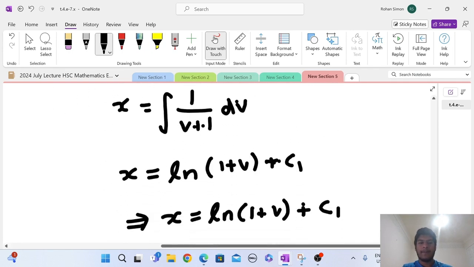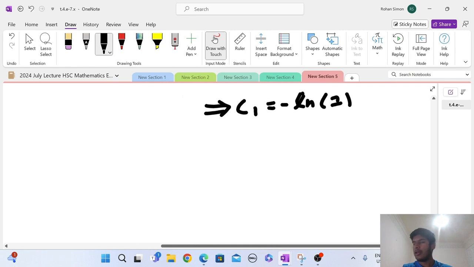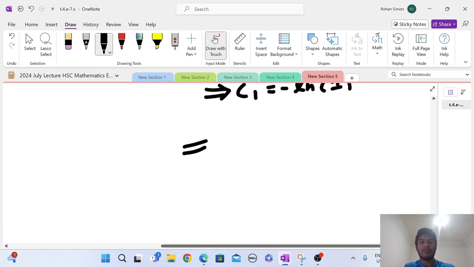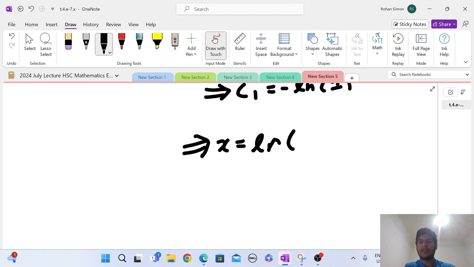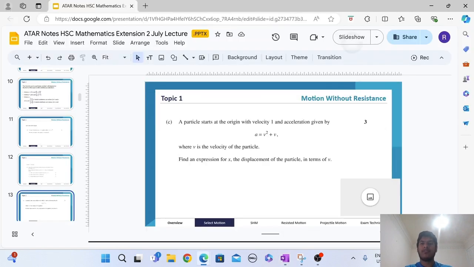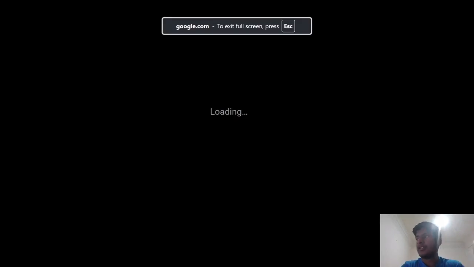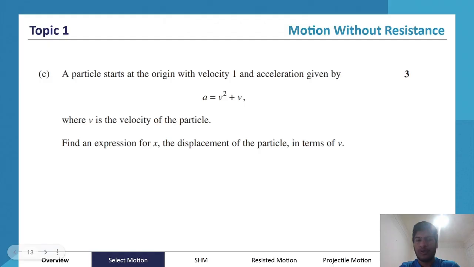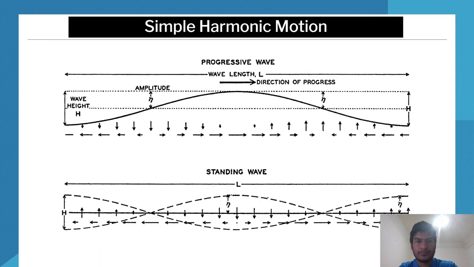And so our expression for position then becomes x equals ln of v plus 1, minus ln 2. And there we have it, x as a function of v. And so we're done. For 3 marks, that's not bad, I would say. We had 4 or 5 lines of working at maximum. Fairly easy marks, I would say. And this one's actually taken from an Extension 2 paper.